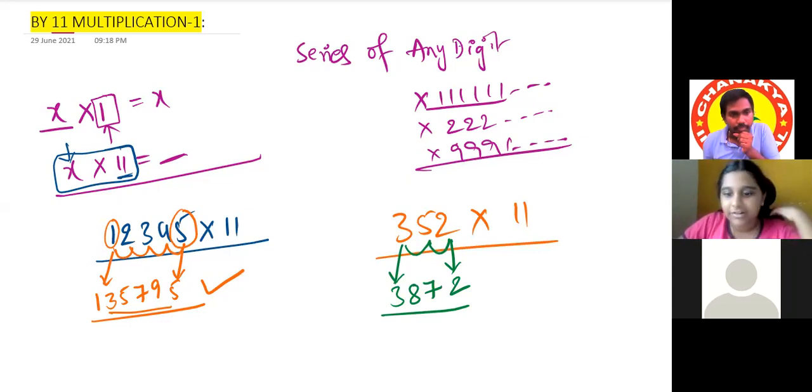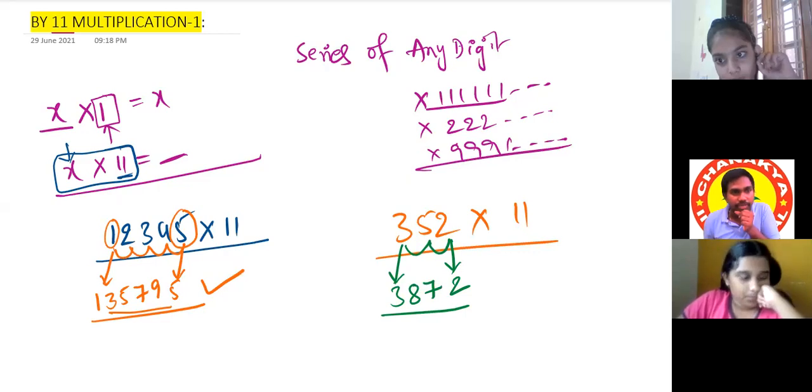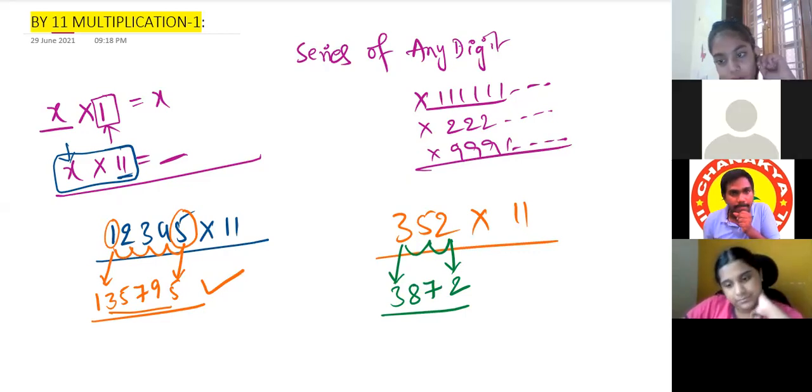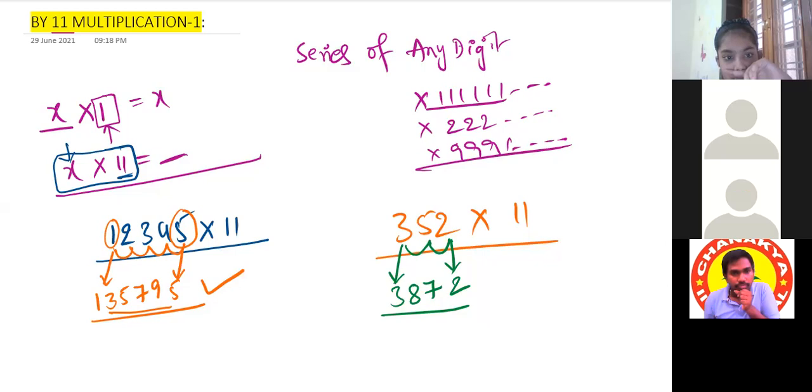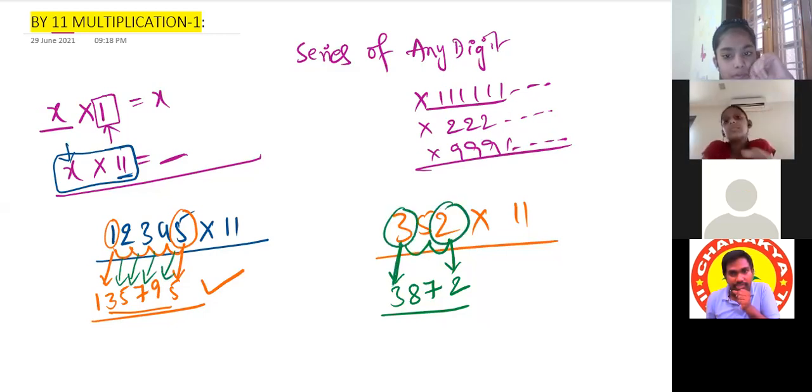Sir, I don't have a doubt, sir. Okay. Toshnika, what is your doubt? I don't feel that the first procedure which you told, 1, 2, 3, 4, 5 into 11, and 352 multiplied by 11 are the same, because here we did 1 and 5 as it is, and now we added 2 and 1 which is 3, 3 and 2 which is 5, and 4 and 3 which is 7, 5 and 4 which is 9. But over here you're adding 5 with 3 as well as 2. 3 as it is, 2 as it is.